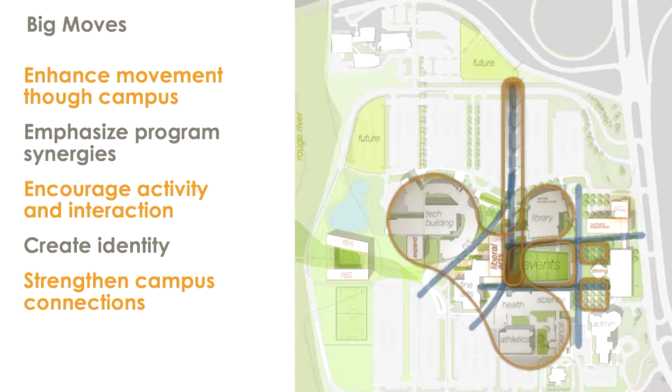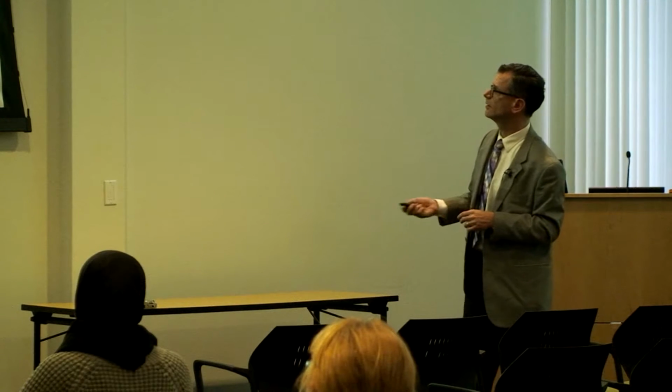Some of the big moves on campus. We wanted to enhance movement throughout the campus. Find ways to clarify how you move from north to south and vice versa. It's still kind of confusing, and there's a few areas where the buildings leave you feeling a little hidden. Emphasize program synergies. Again, that gets to technology, library, liberal arts, and science, what connects together well. Encourage activity and interaction. Create spaces for students to be outside when they can be outside. And then create that identity and strengthen the campus connections from the main campus to this North Campus area.